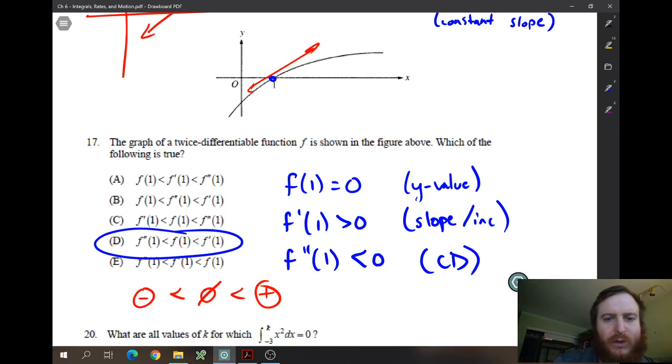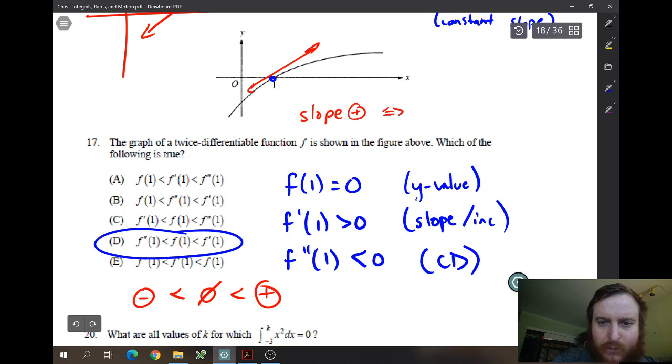Okay. Sorry, I said slope is increasing. The slope is not increasing. The slope is positive, which means that basically f is increasing.